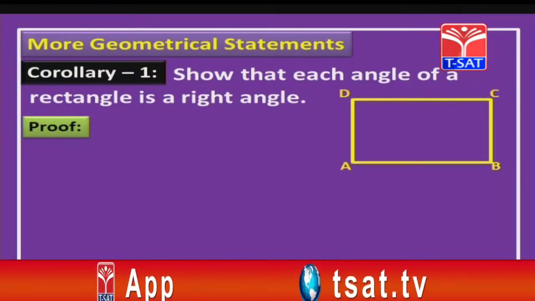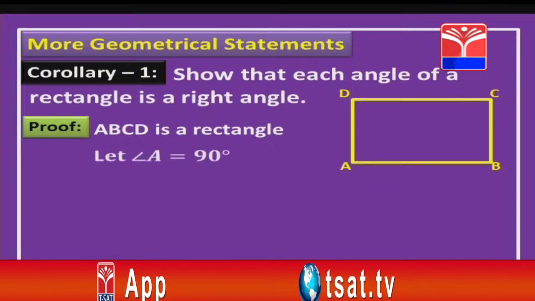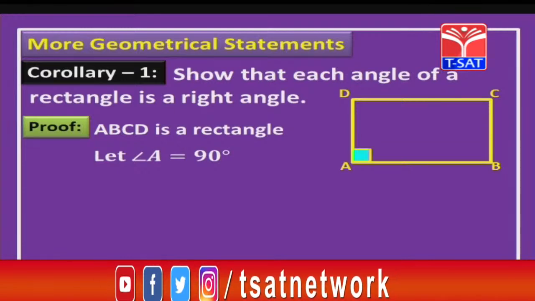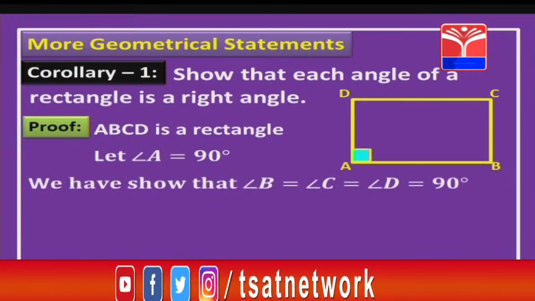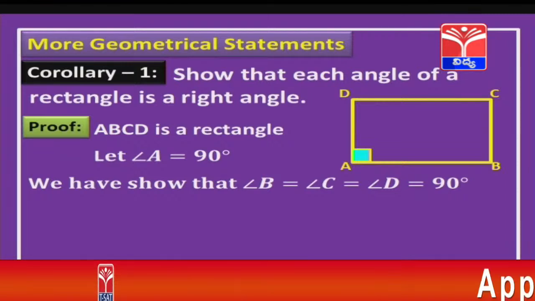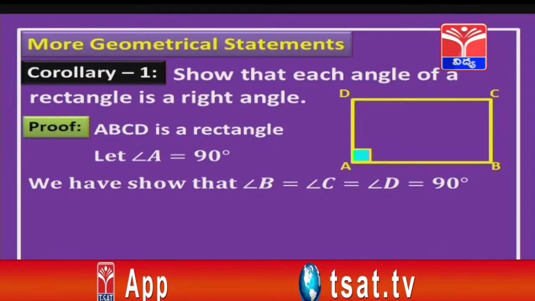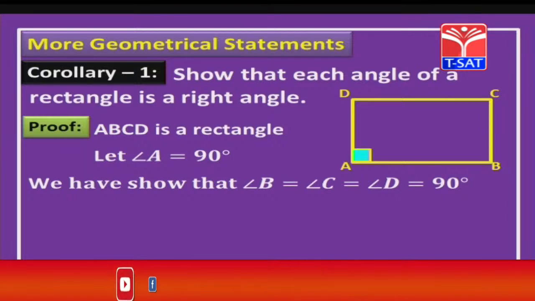For that, I have taken a rectangle ABCD. So, here ABCD is a rectangle and I will assume one of the angles as 90 degrees. Let us consider angle A is 90. So, what we need to show, children? Yes, I have to prove again that angle B, angle C and angle D are all equal to 90 degrees each. Okay, got it, children? Now, let us prove them.